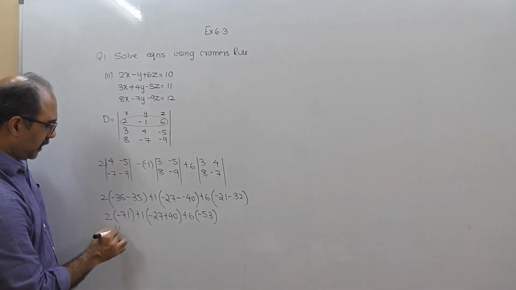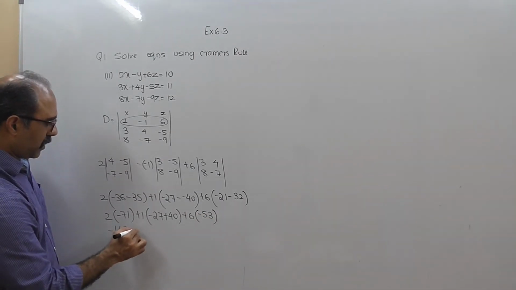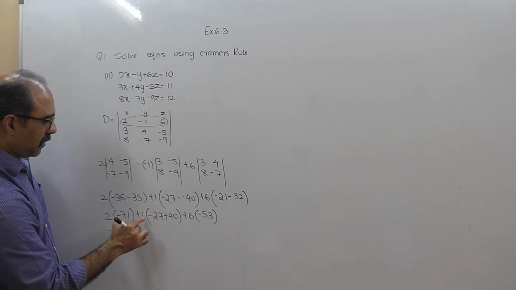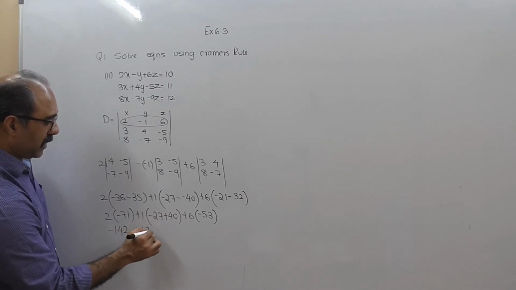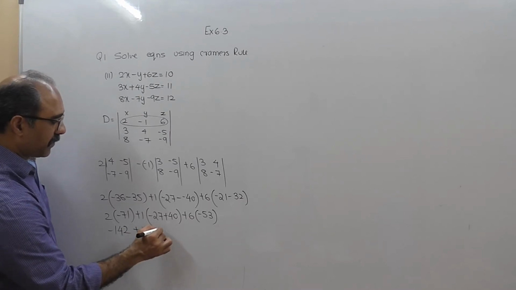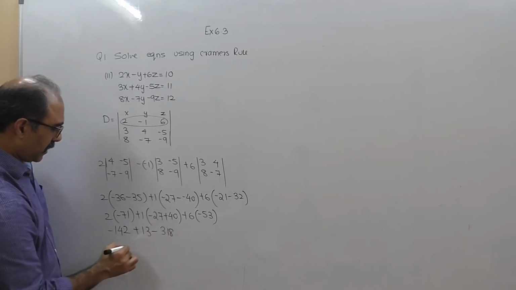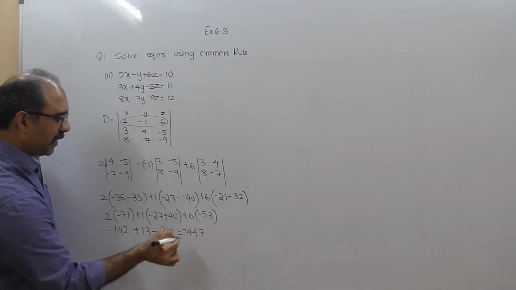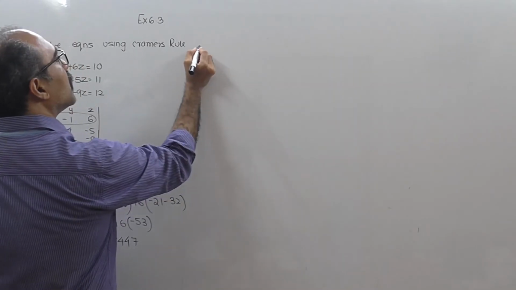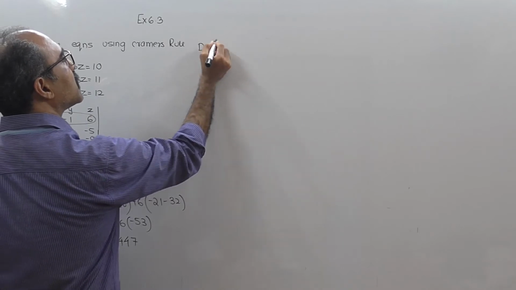So this is minus 142 plus 1 into this difference is 13. So I think this will be 13 and this will be negative. I hope this is 318. Therefore the final answer should be negative 447.